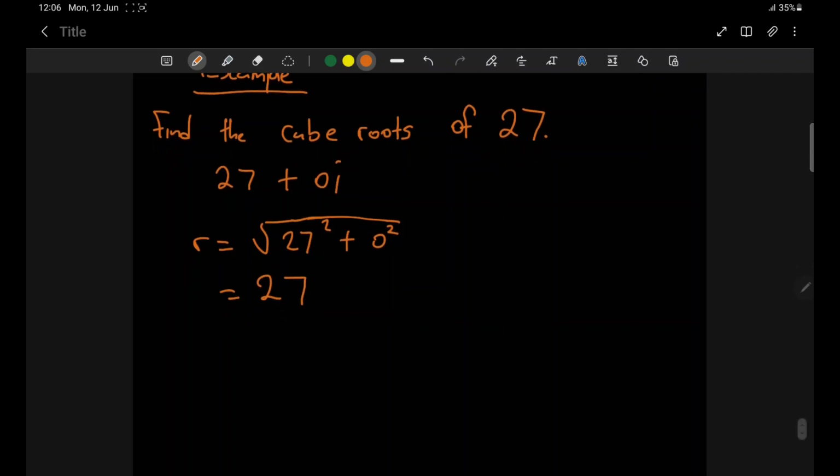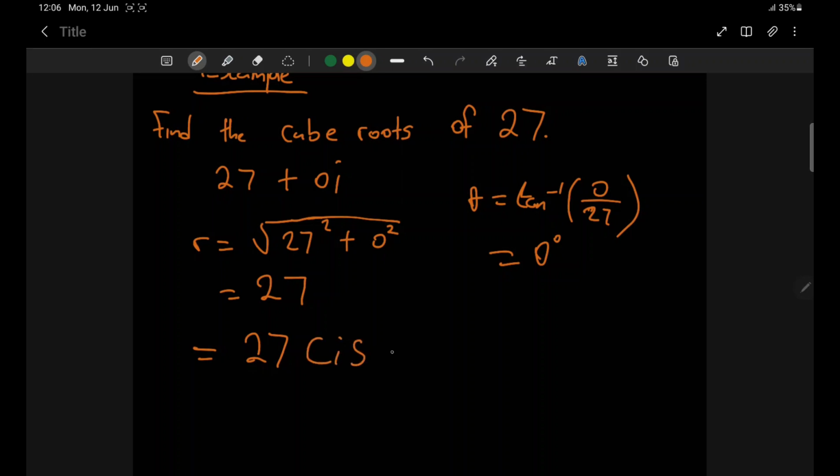Leaving us with r being just 27. And our angle here is 0. Our angle is 0 because if we find the inverse tan of 0 over 27, tan inverse of 0 is just 0. So our angle is just 0 degrees. So writing this in trigonometric or polar form will result in 27 cis 0 degrees. So that's it.